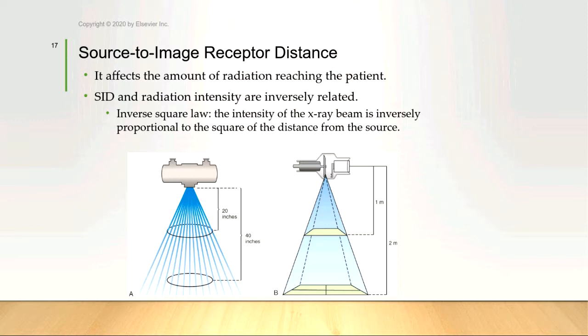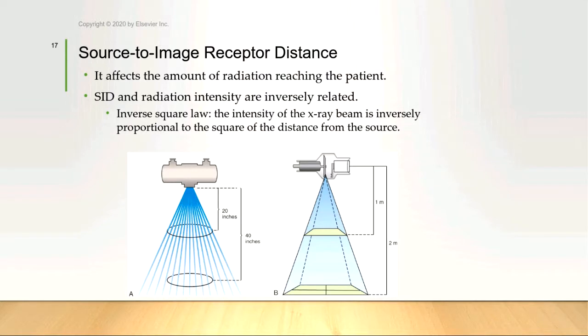Okay, your SID, which is your source to image receptor distance. And remember, your source is always the focal spot. So your SID absolutely affects the amount of radiation reaching the patient. Because the beam diverges, the farther you are from your patient with your source, the more the angle of divergence. The closer you are, there's less divergence.